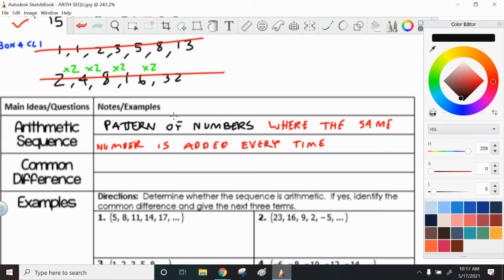And that common difference is the same number that you're adding every time, right? So simply put, the common difference is the number that you are adding.